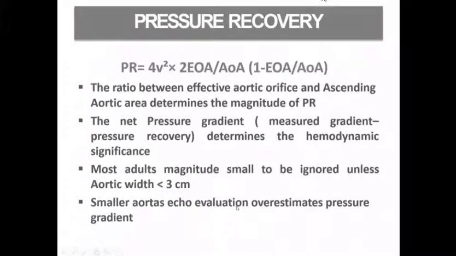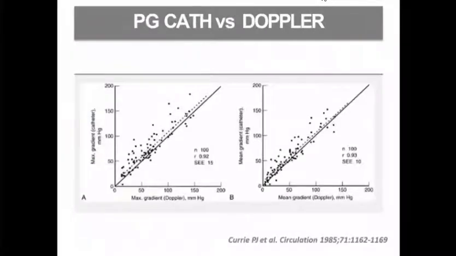In smaller aortas, echo Doppler overestimates the pressure gradients. So this was the correlation between catheter-based versus Doppler. They are very well matched. So that's why now, with the Doppler study, we are not recommending the CATH study much to diagnose the severity of aortic stenosis.